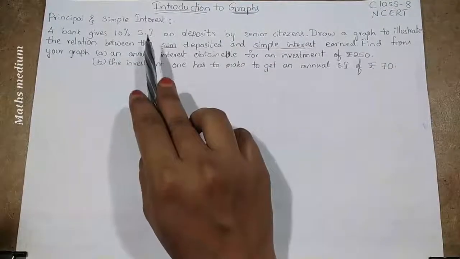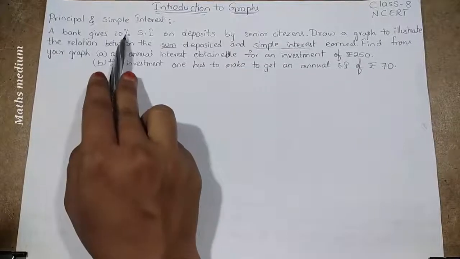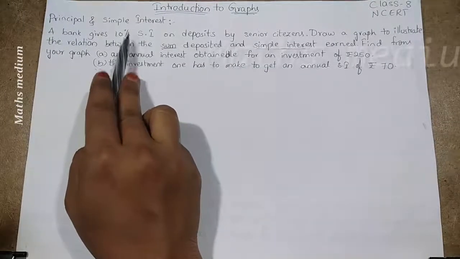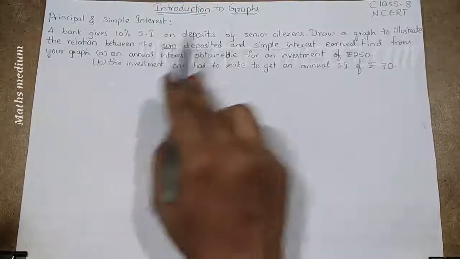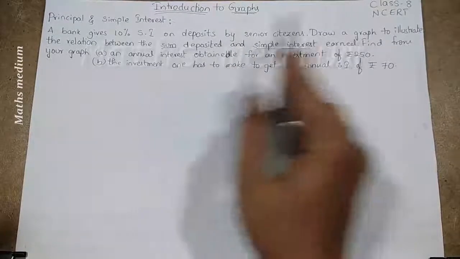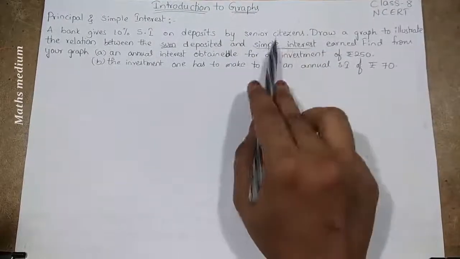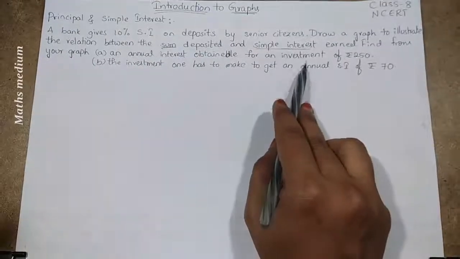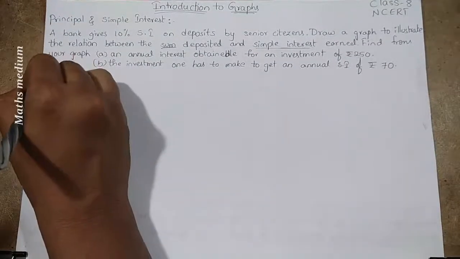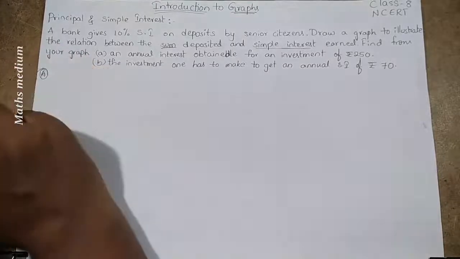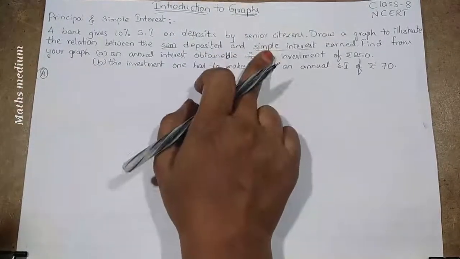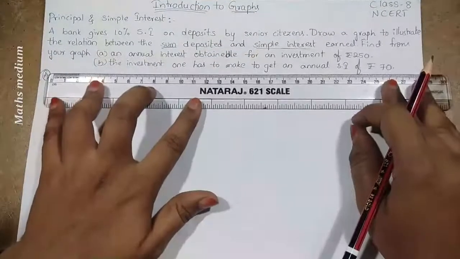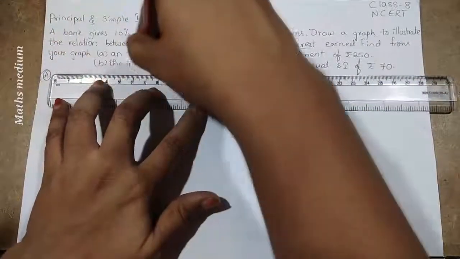So we have to draw the graph by using the bank giving 10% SI. From that we have to calculate the sum of deposit and simple interest. From that we have to take the graph. By using the graph we have to answer the questions. So let's take the illustration about the sum and simple interest. So here I am taking a tabular form for these two.